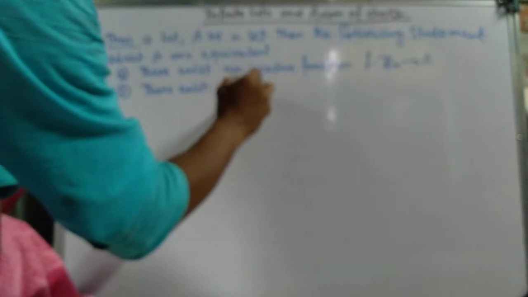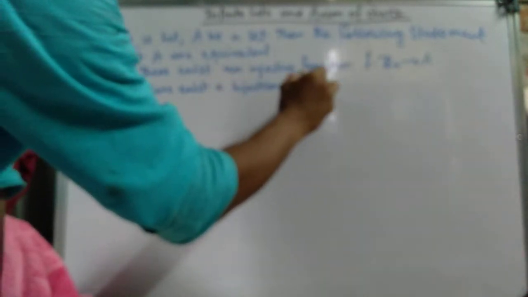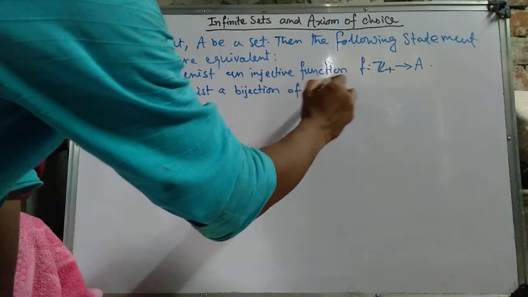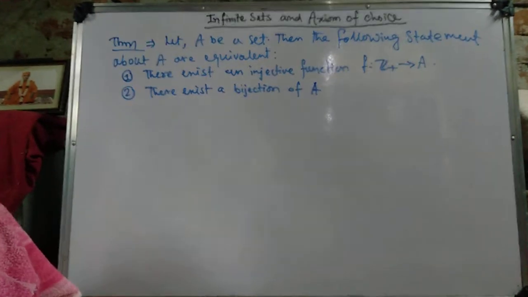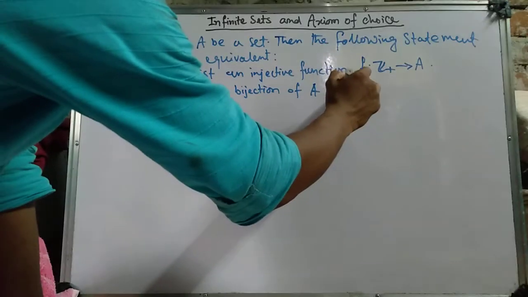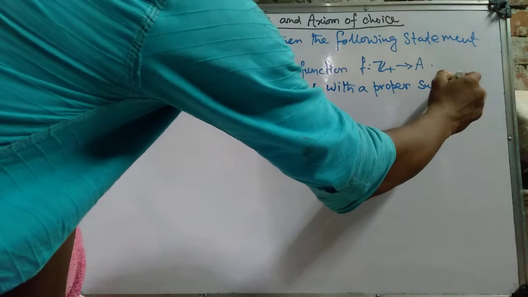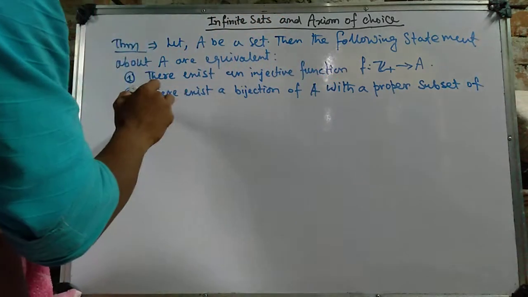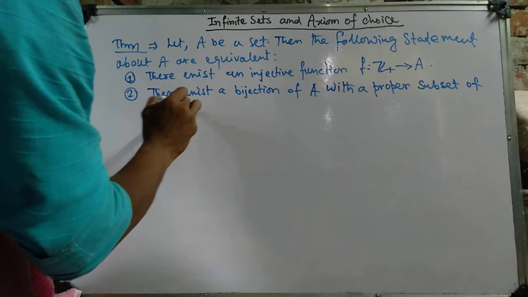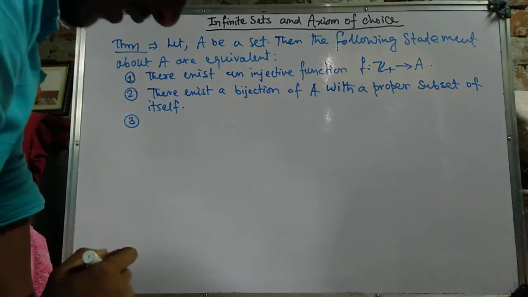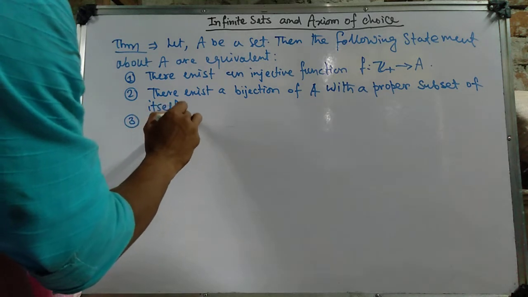Number 2, there exists a bijection of A with a proper subset of itself. Number 3, A is infinite.